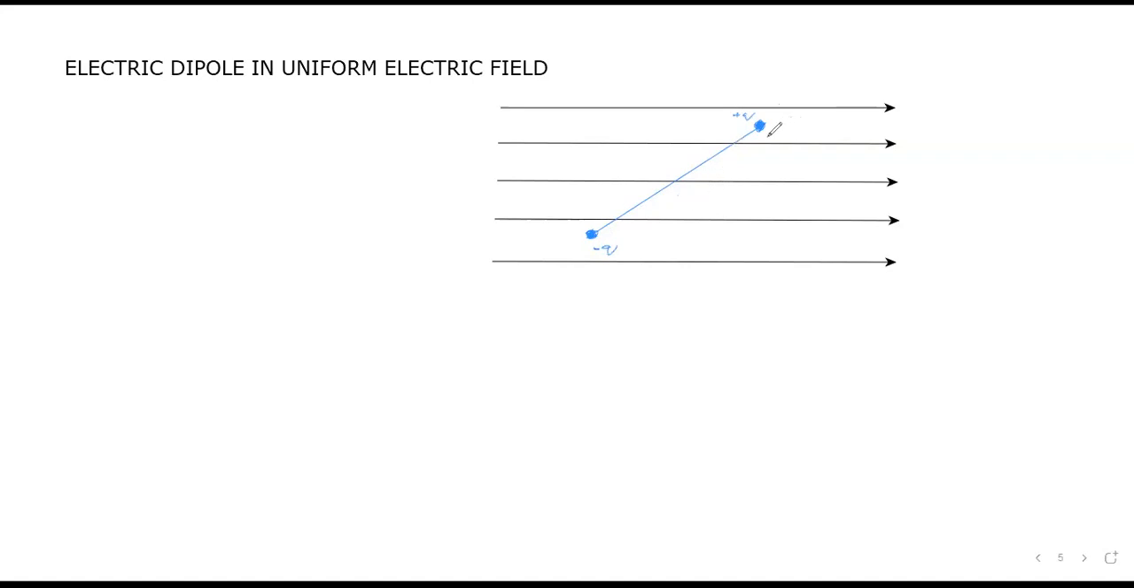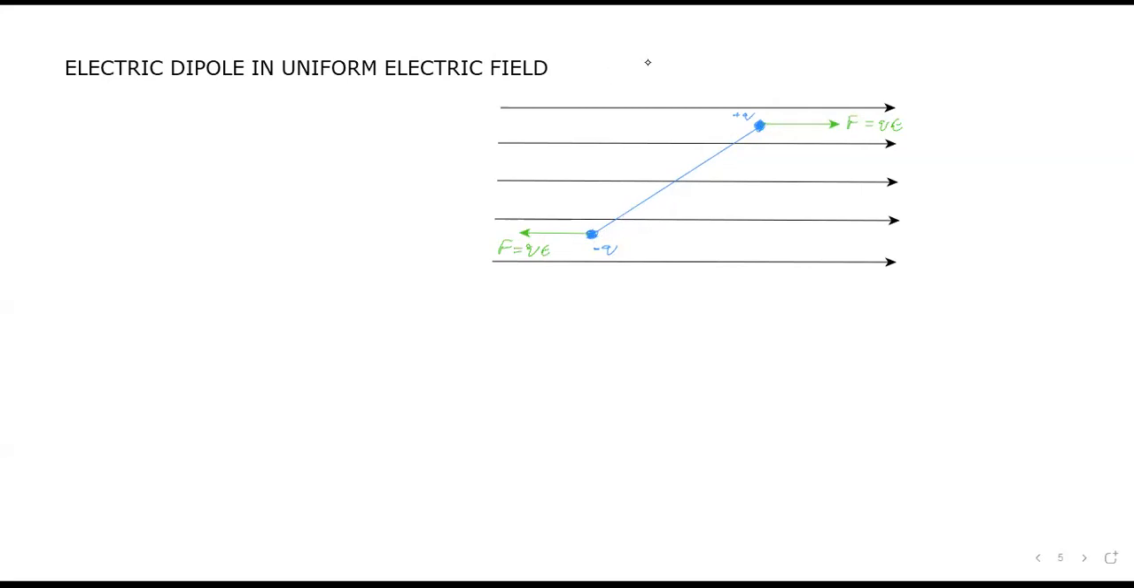Then what will happen? Can you tell me? This dipole is placed in a uniform electric field. It will rotate, right? The positive charge starts to repel in the direction of the field, whereas the negative charge starts to attract, opposite from the direction of the field. This is your F is equal to Q into E, and this is also F is equal to Q into E. Do you understand it?